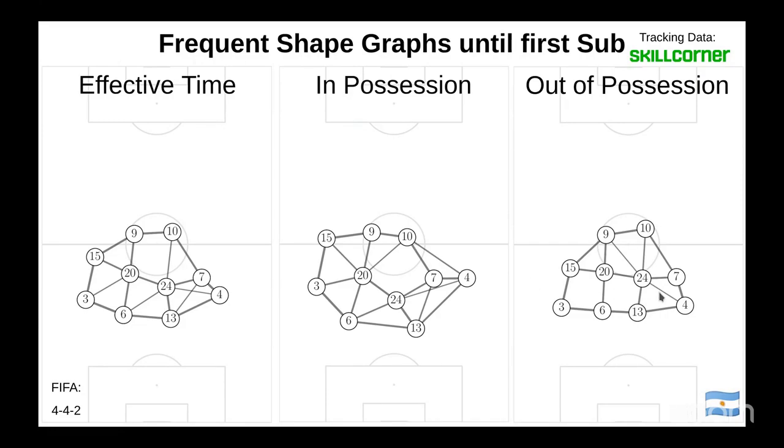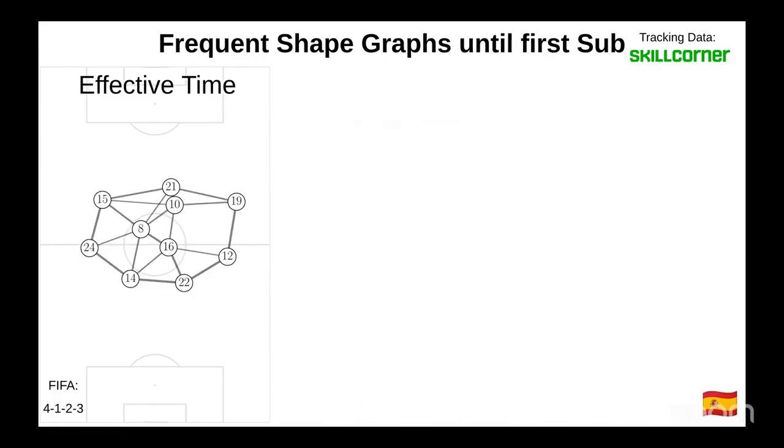I think for the out of position, the 4-4-2 becomes more clear. And that's maybe how you can summarize Argentina's arrangement until the first substitution. What about Spain? We follow the same idea.